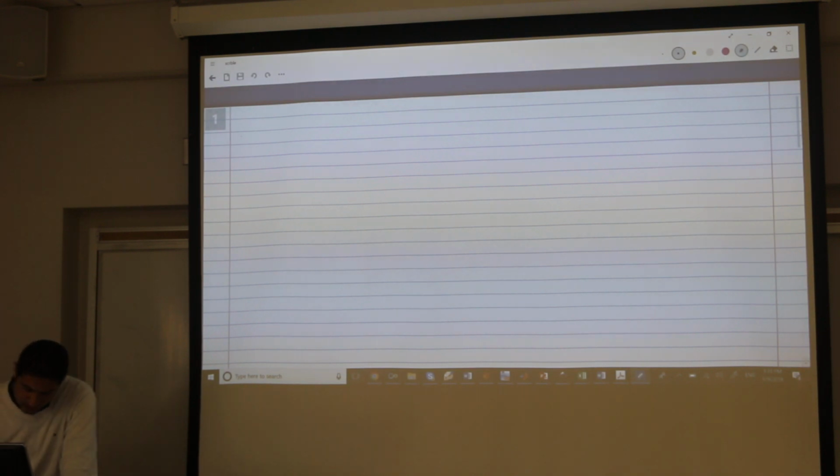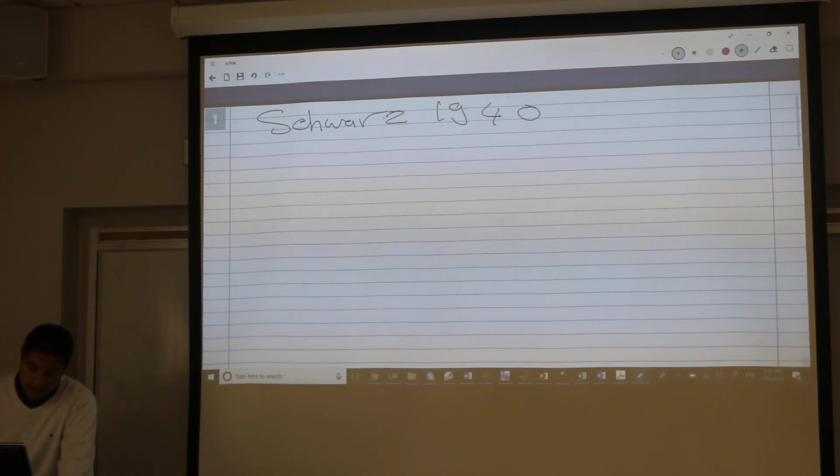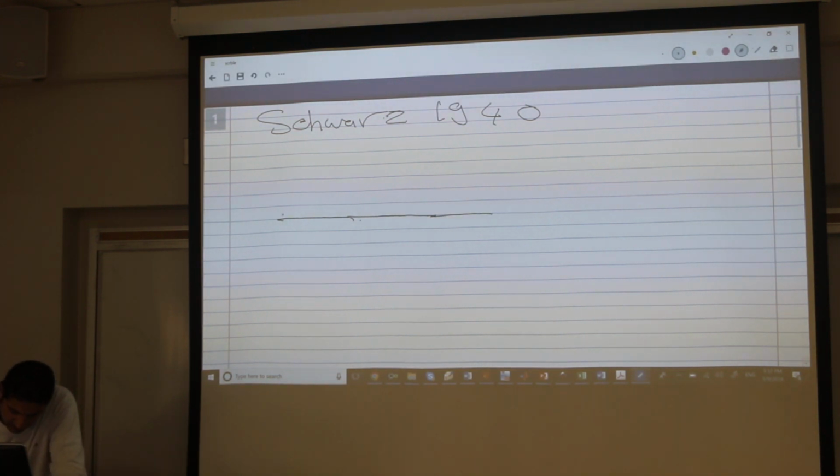So last time we started what Schwarz did, 1940. It's basically the formulation of the thin airfoil theory. So you have your airfoil, any camber, whatever.